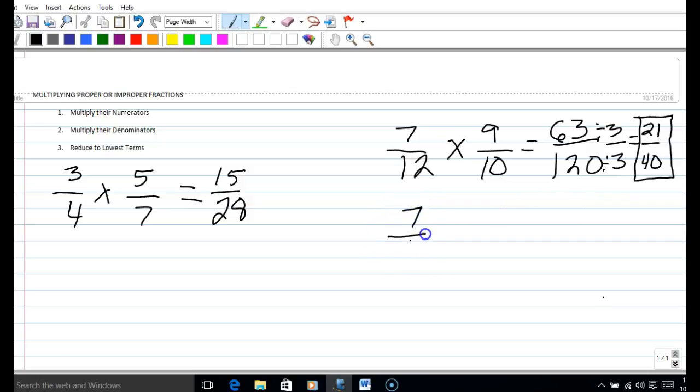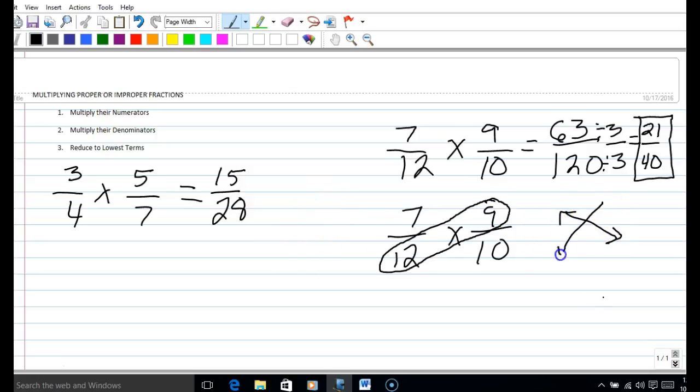Now I'm going to show you something that you can do to make the arithmetic a little easier. Here, what I'm going to do is cancel. Whenever you can cancel, you need to do so because it does make the arithmetic easier. You can cancel diagonally or up and down, but you cannot cancel straight across.